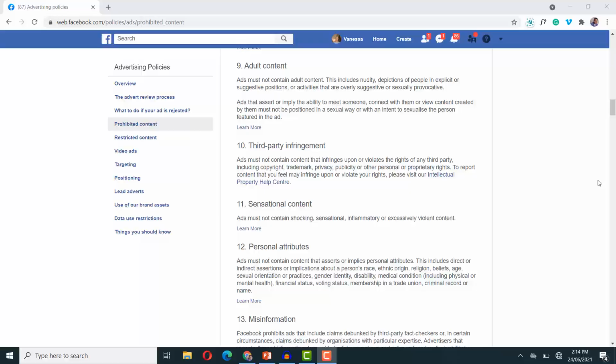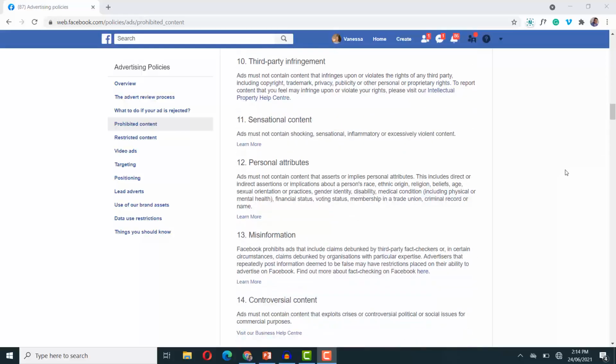Some words are copyrighted, so you don't want to use those words in your ads. It could land you in serious trouble. Okay, sensational content. So avoid shocking, violent scenes, accident scenes, things that could pass for sensational content. You want to avoid that.